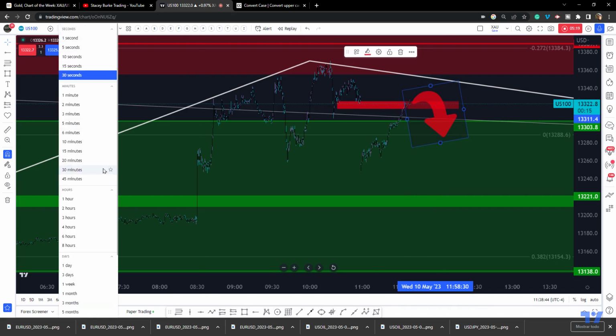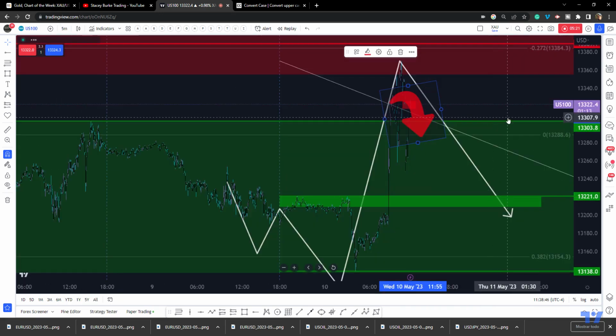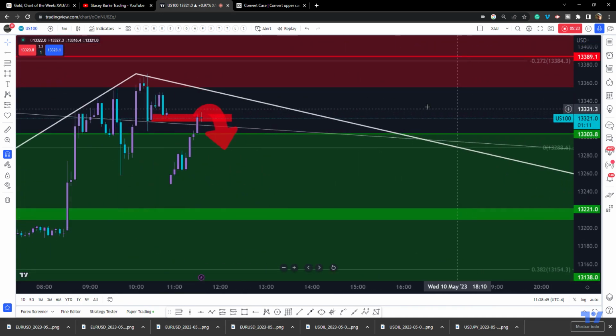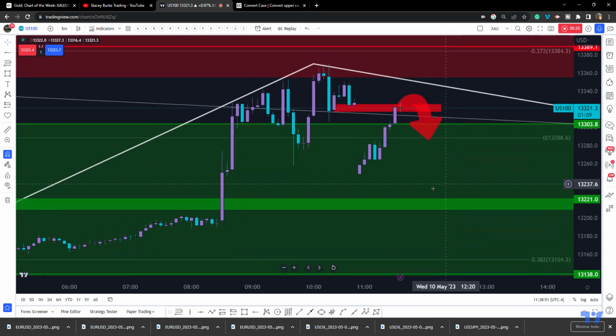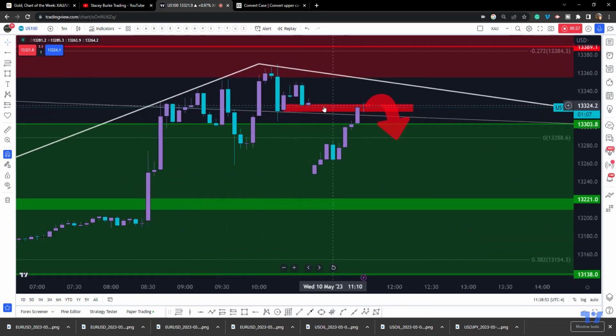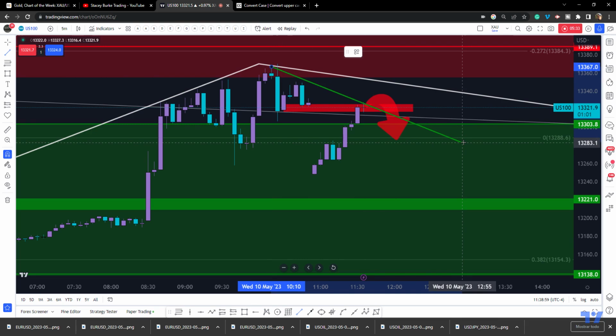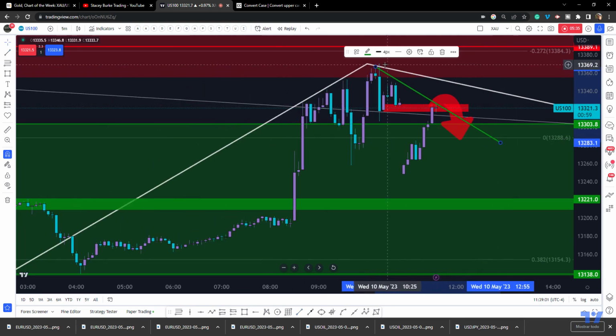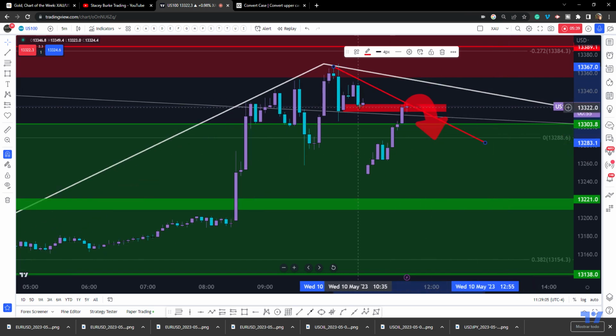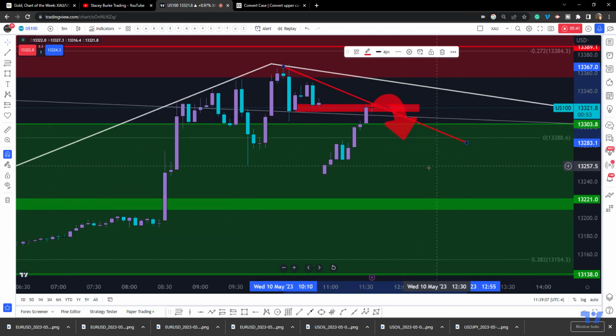Move back out to the 5 minutes, sorry, to get a look at the market structure. So we've got this topping pattern over here. This is all lower lows stuff, lower highs, not lower high, lower lows, lower highs. We've got this candle here that could be potential structure.